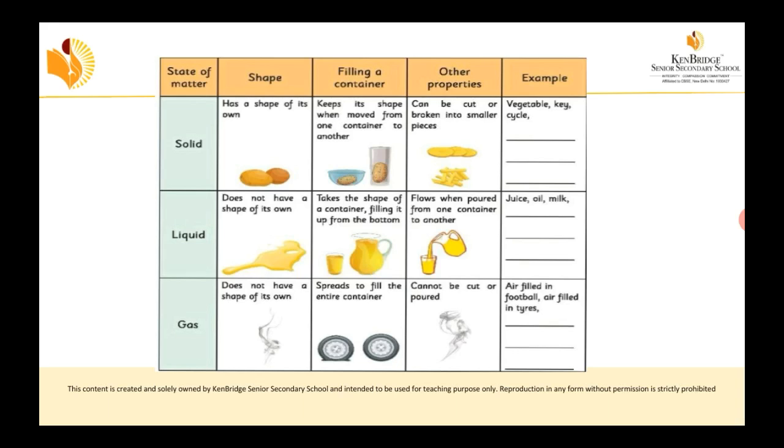Gas does not have a shape of its own. It spreads to fill the entire container. So if you are blowing a balloon, it will fill the balloon. It does not have any shape. It cannot be cut or poured. We cannot cut the gas. So examples: air filled in a football, air filled in tires. You can write any other two examples of your own.